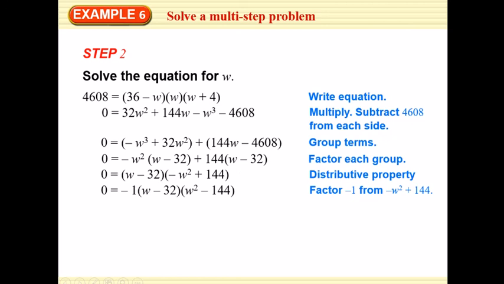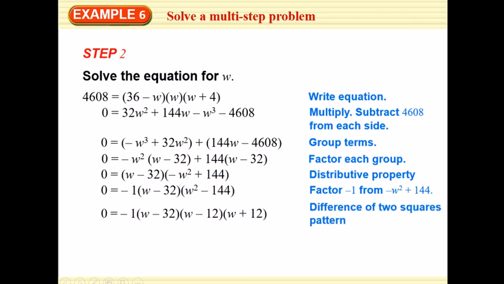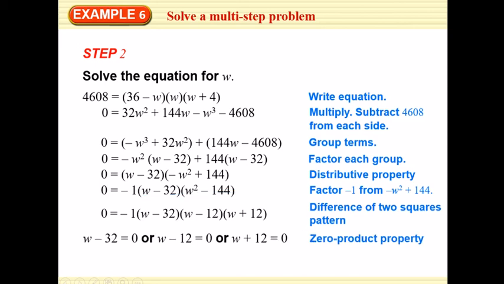So, with that -1 being factored out, I need to continue factoring that term. And that factors into w minus 12 times w plus 12. So this is my full factorization, and now I need to go ahead and solve each of these pieces using my zero product property. So I set each of those binomials, each group with a variable, equal to 0, and I solve. So those are my three possibilities.